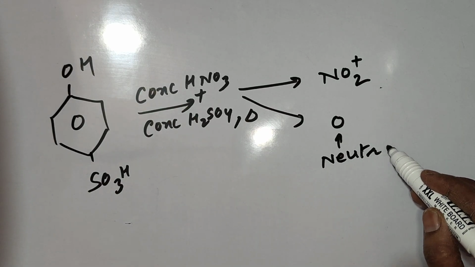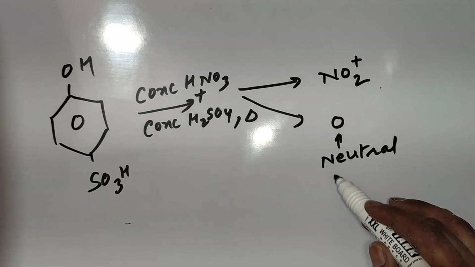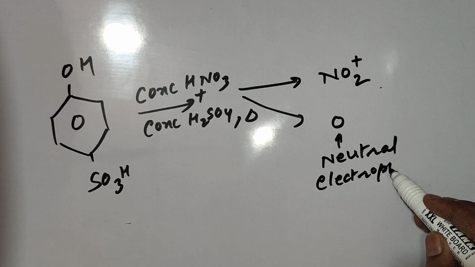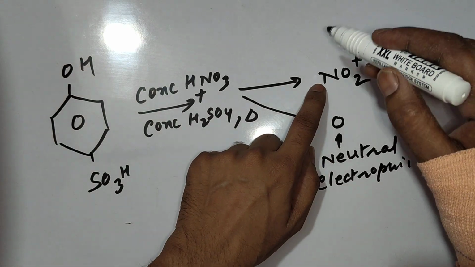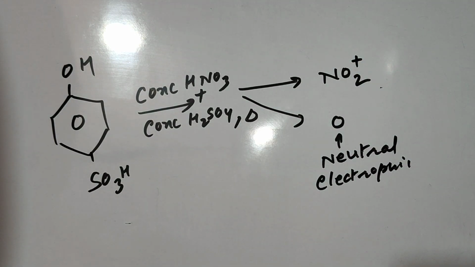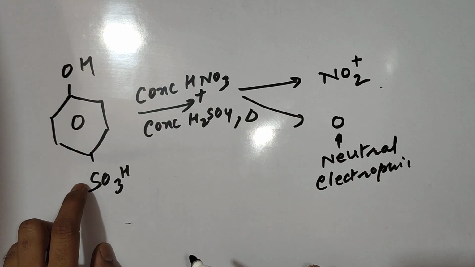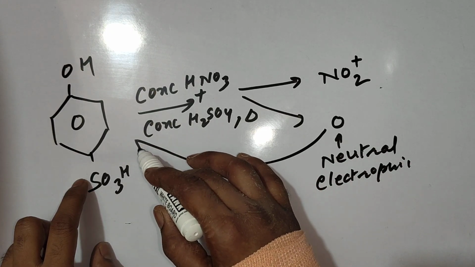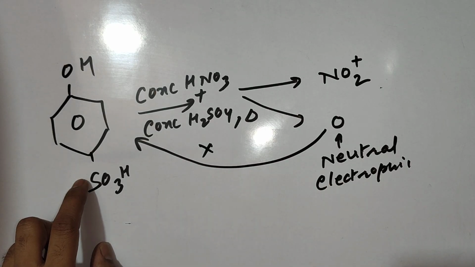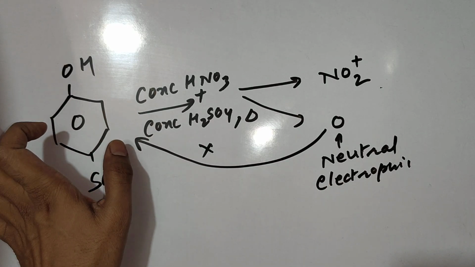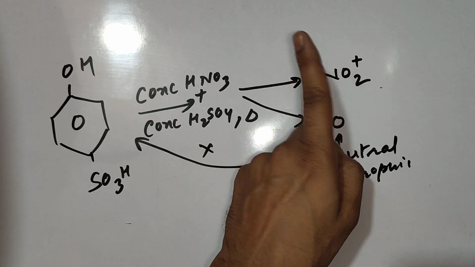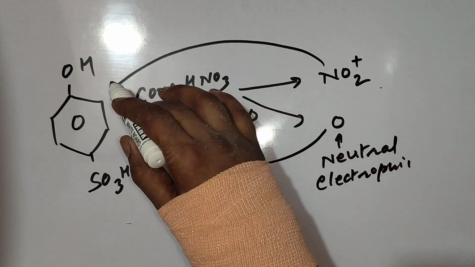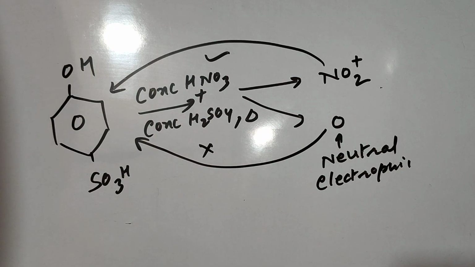In the previous video, every piece of information is given. Neutral electrophile, and this is a positively charged electrophile, visible. Now, in the presence of the sulfonic group, this electrophile cannot attack the benzene ring, as I told you, because electron density is less there. Will the nitronium ion attack? Yes, the answer is yes. The nitronium ion can still attack the benzene ring.